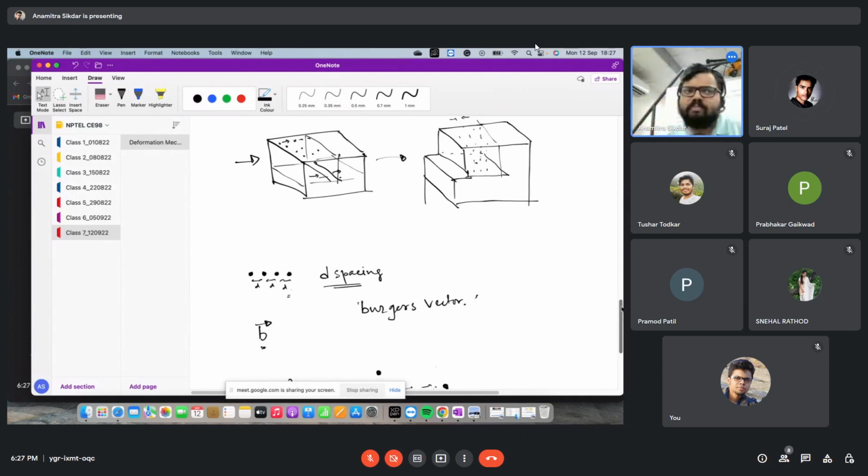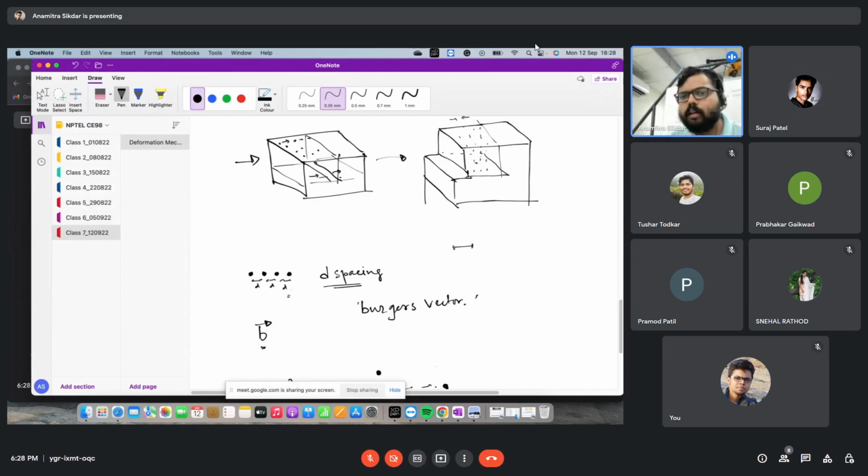Sir, is the unit Burgers vector always defined on the atomic scale? What do you mean by atomic scale? It's not the subatomic scale. It is the spacing between the two.